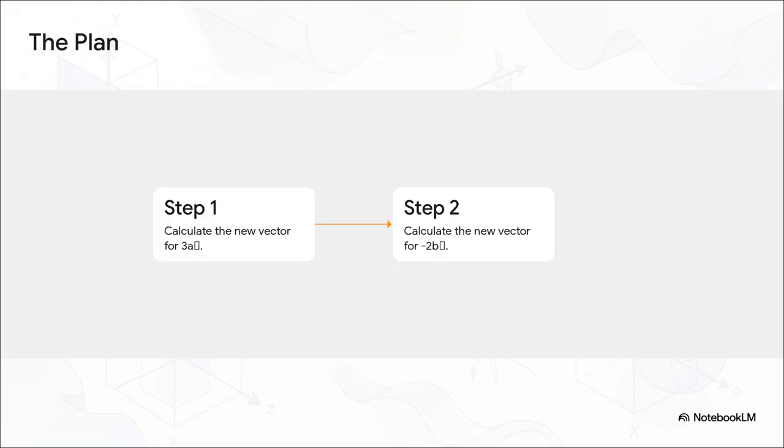So, first things first, we've got to handle those numbers sitting outside the vectors. We're going to deal with the scalar multiplication first. So, the game plan is calculate the new vector for 3A, and then calculate the new vector for negative 2B. And notice how I'm looping that negative sign in there with the 2? That's a really key detail that makes the next step way easier.